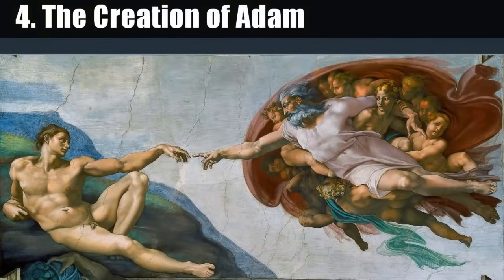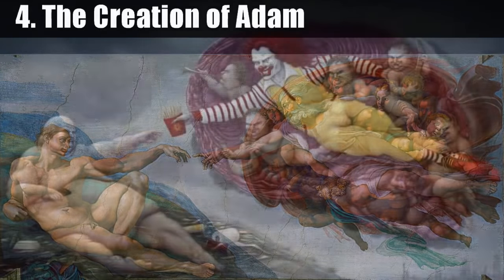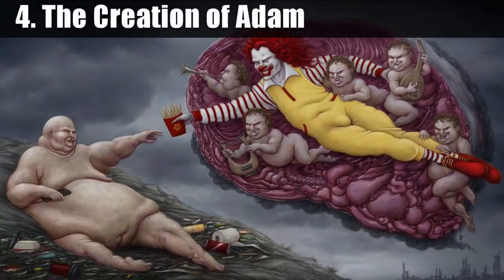Number 4, The Creation of Adam by Michelangelo, which forms part of the Sistine Chapel ceiling. Many people remember the original with God's finger coming from above. Now it is level with Adam's, if not just a touch below.